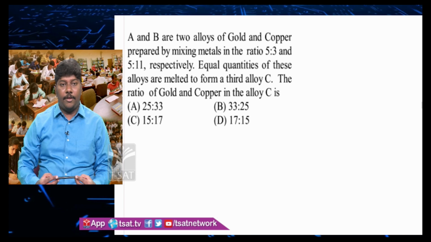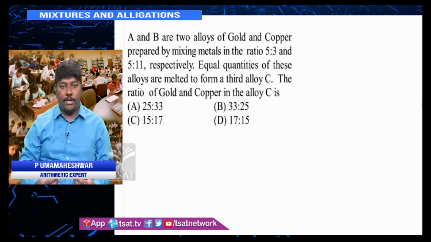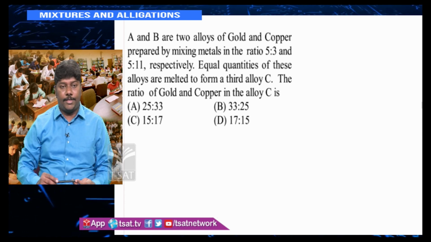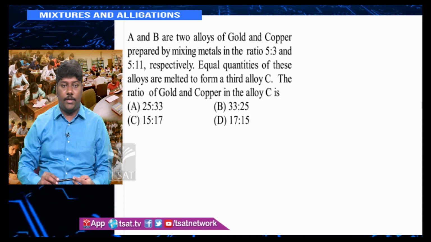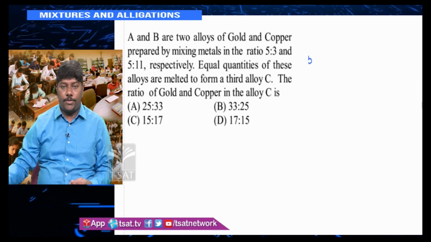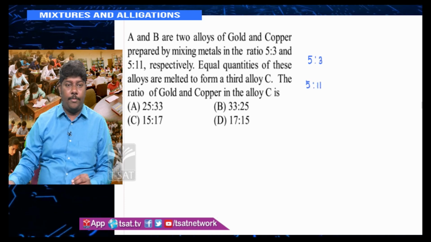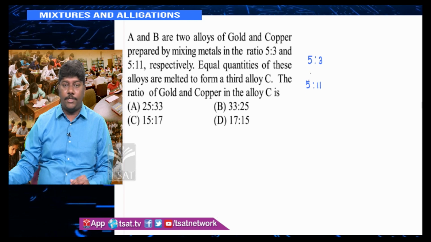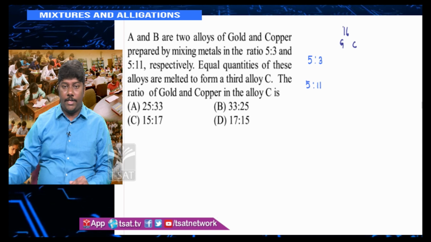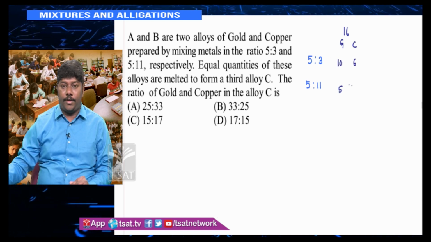Next one, A and B are two alloys of gold and copper prepared by mixing metals in the ratio of 5:3 and 5:11 respectively. Equal quantities of these alloys are melted to form a third alloy C. Find the ratio of gold and copper in the third alloy C. So here when they say equal quantities, this is also a kind of mixture. We have seen a lot of problems based on this. You take any number which is a multiple of 8 and 16. Take 16, how much gold and how much copper? 8 parts is 16, so each part is 2. Therefore take 10, 6, 5, 11.